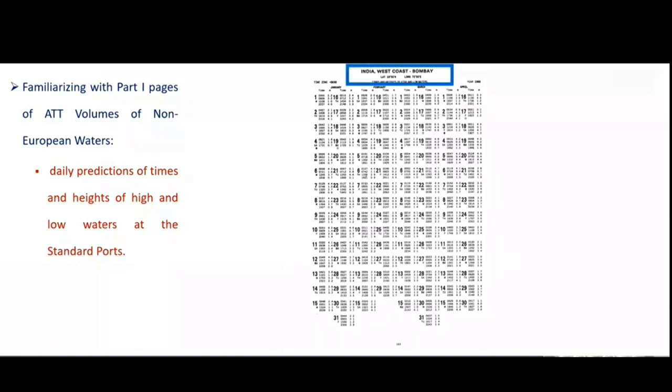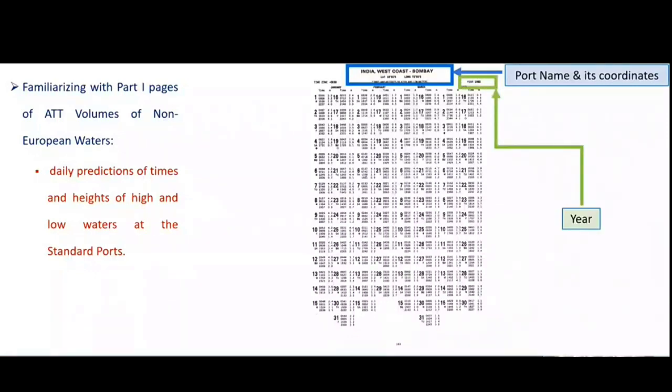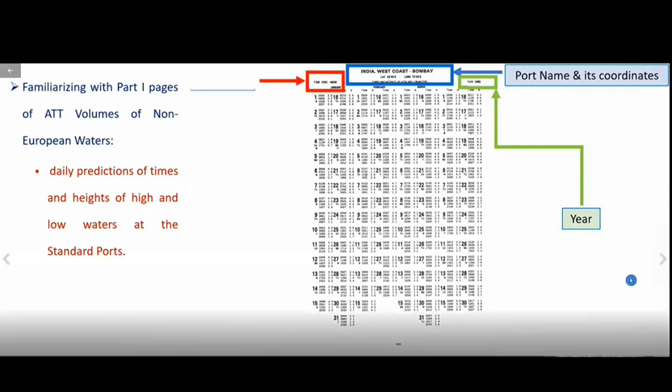In this page, on top, we have the port details and its coordinates. Then we have the year of the tide tables, which in this case is 1992. And then we have the time zone for India, which is minus 5:30 hours.